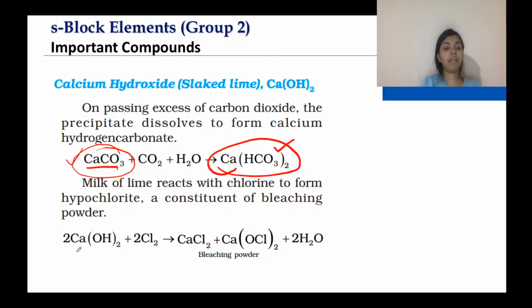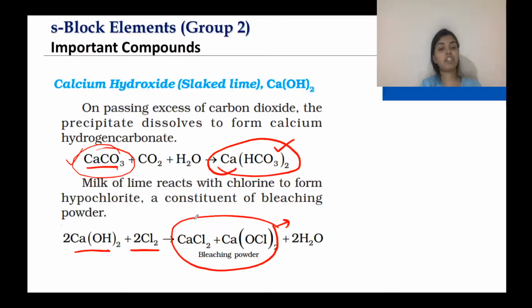Now, milk of lime, calcium hydroxide, reacts with chlorine to give hypochlorite, which is known as bleaching powder. Basically, the formula of bleaching powder is very long, so we just call the calcium chloride plus calcium oxychloride mixture bleaching powder. The exact formula you need not remember from the examination point of view.